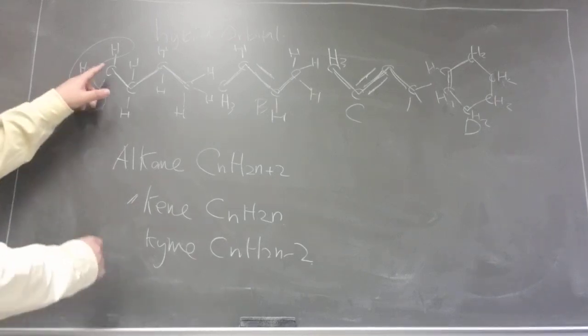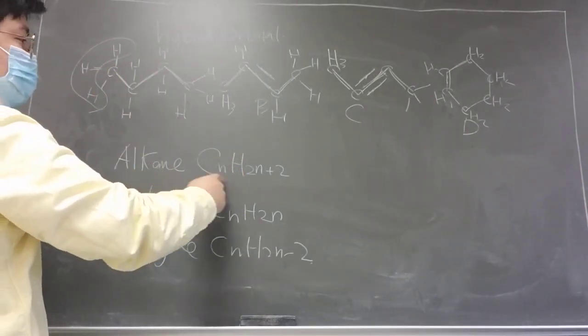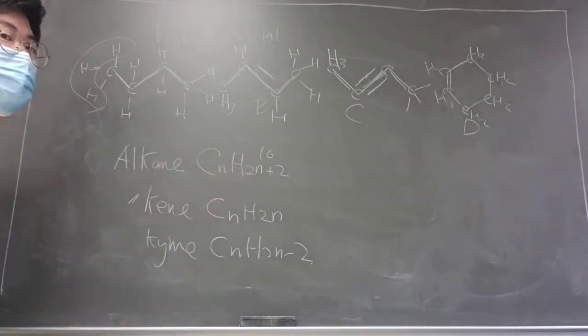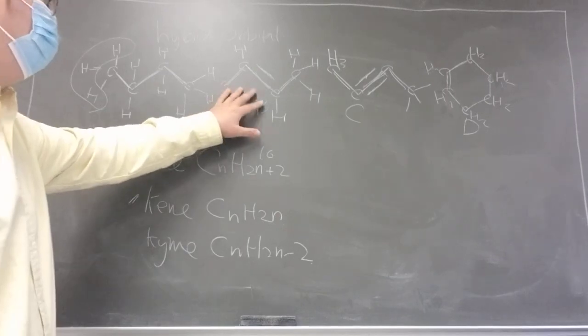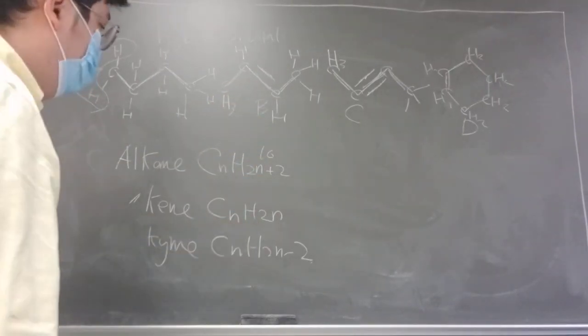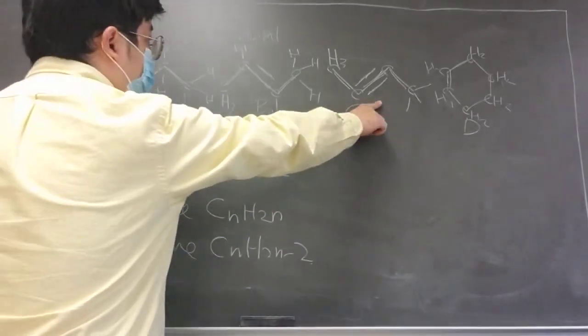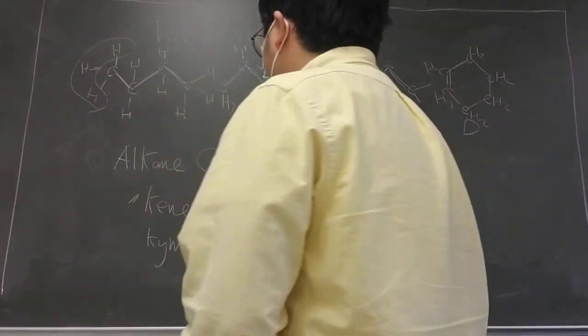You know, this is 1, 2, 3, 4 carbons. So hydrogen, you don't have to count it. That's just 10 right there, because 2 times 4 plus 2 is 10. If it's a double bond, there'll be just 8, because you just multiply by 2. And if there's a triple bond, it'll be 8 minus 2, which is 6. So this is how you can do this.